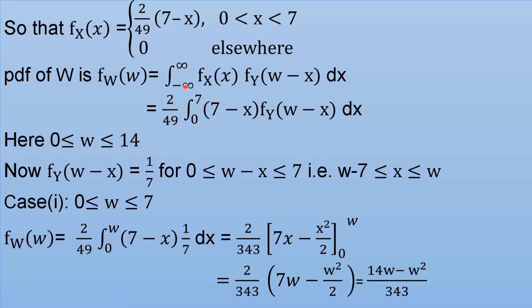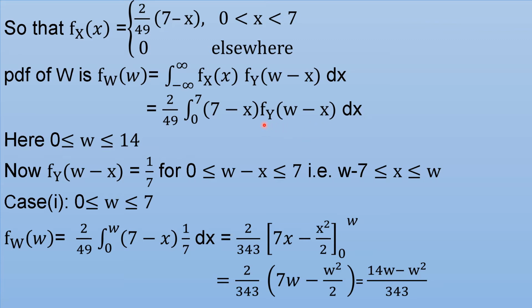So you take only those x values, since integration is with respect to x, so take x values from 0 to 7, and in place of fx of x write 2 divided by 49 into 7 minus x. 2 divided by 49 can be kept outside the integral sign. So 2 by 49 into the integral from 0 to 7 of 7 minus x into fy of w minus x dx. Now we need to find what this fy of w minus x is.